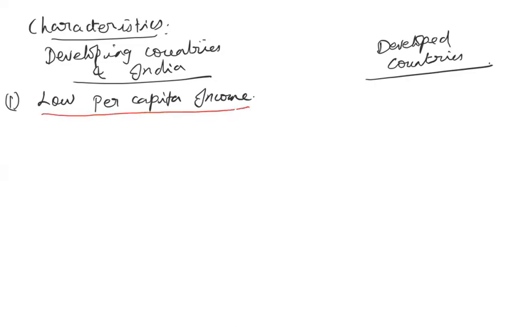So the average per capita income is low, and you know what consequences these countries face because of the low per capita income. It directly reflects in poverty, and in these countries there is something called absolute poverty. Absolute poverty means they are absolutely poor and not even able to meet the minimum standards of living.